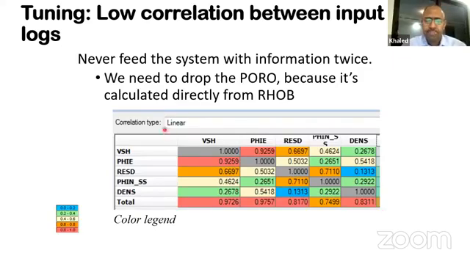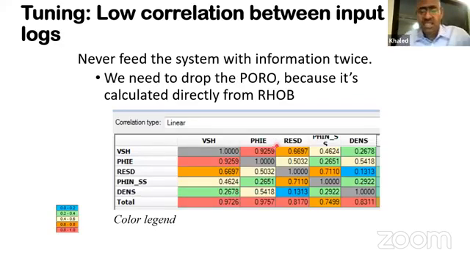So how do we do it? In a lot of software, they show you the correlation between all the inputs. You see volume of shale, porosity, resistivity, porosity sandstone, which is neutron, and density, okay, are the same here, and the correlation between each other. Of course, porosity with porosity, the correlation is 1. Now, the red ones are correlation more than 80%. And you see that porosity, the correlation with V shale is 92, okay? So here, maybe it's better you try to discard one of them, especially if one is calculated from the other.